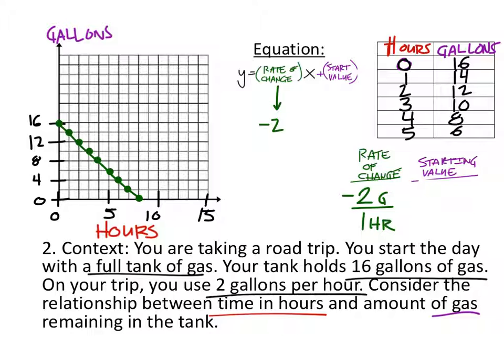And the starting value, it's starting with a full tank right here at 16 gallons at 0 hours driven. So the starting value would be a positive 16. So just to finish the equation, we got y equals -2 times x plus 16. There's our equation. So we've taken care of the other 3 representations, table, graph, and equation for this particular problem, but there's other problems with this.